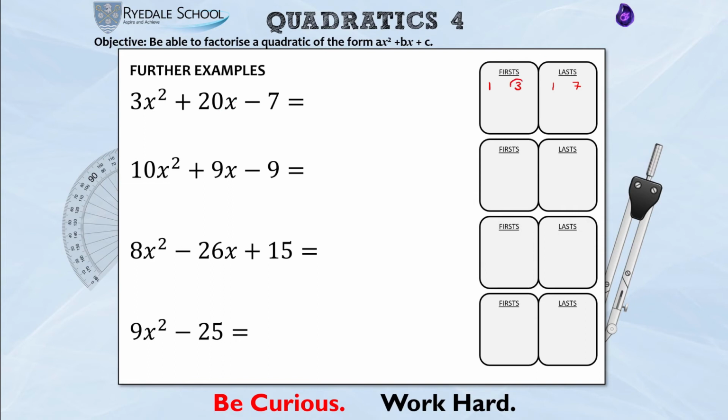Well, I can see if this first multiplies by this last, 3 times 7 is 21. And 1 times 1 is 1. And 21 and 1 have a difference of 20. So, how can I put all of this together now that I think I've spotted the correct combination? Well, I'll do it in the order that I've written here. So my firsts are x and 3x.